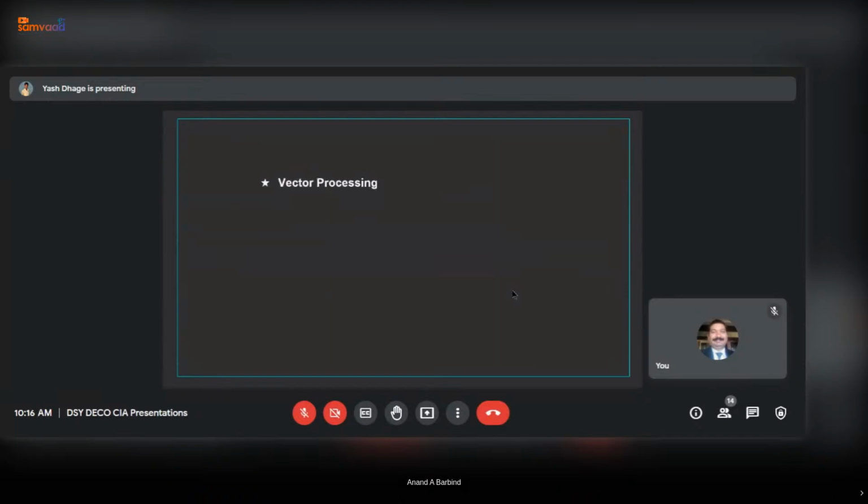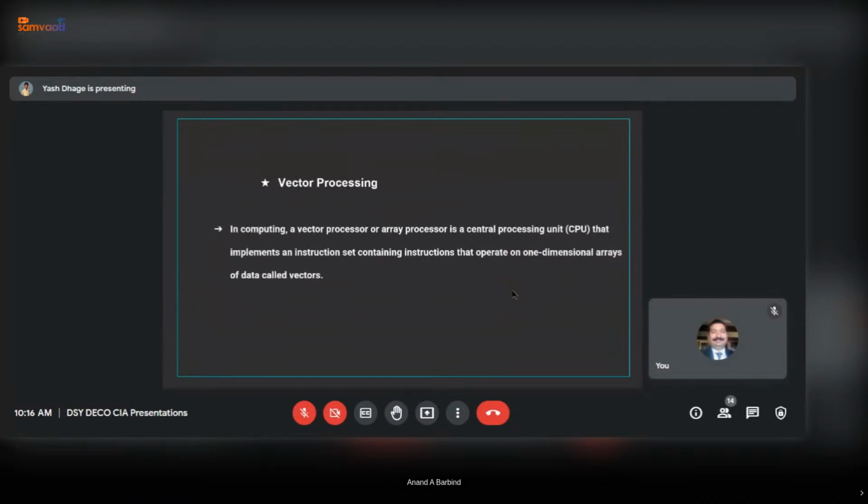Good morning, everyone. Vector processing. In computing, a vector processor is a central processing unit, or CPU, that implements instructions that operate on a one-dimensional array of data called vectors. Vector processors can greatly improve performance on certain workloads, notably numerical simulation and similar tasks.